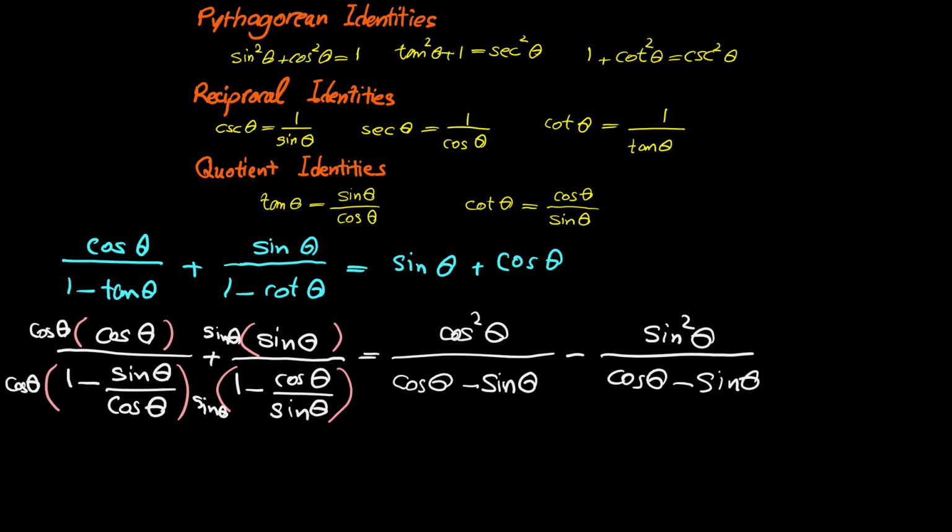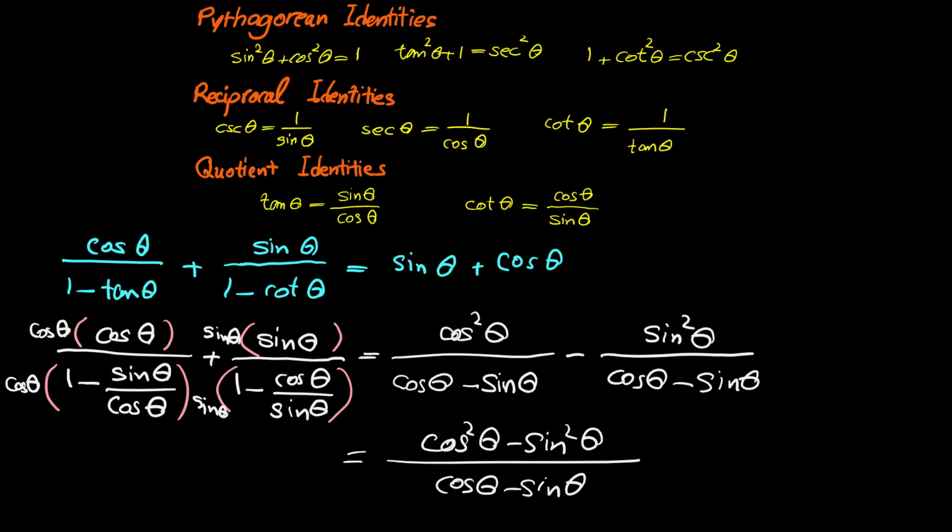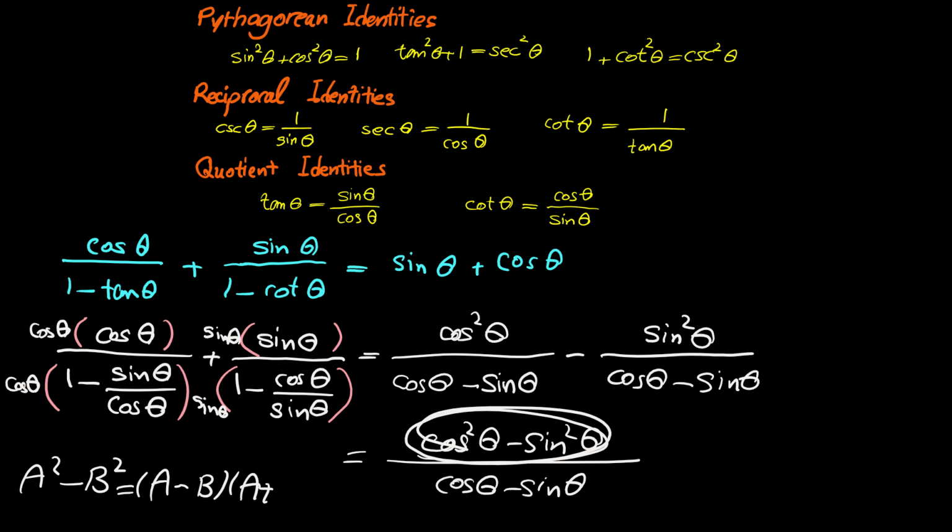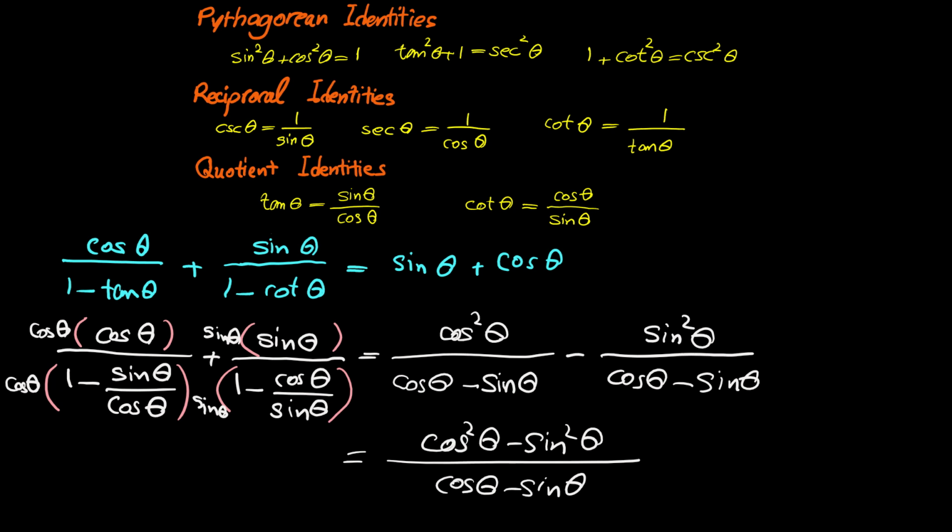Now that the denominators are the same, we write one of the denominators and we subtract the numerators. Cosine to the 2 minus sine to the 2. When we look at this, we remember a famous identity. A to the 2 minus b to the 2 can be written as a minus b times a plus b. By using this identity, we can write the numerator in the form of cosine minus sine times cosine plus sine.